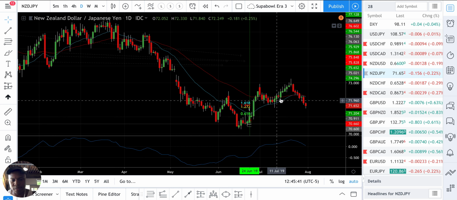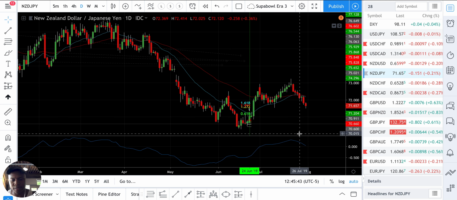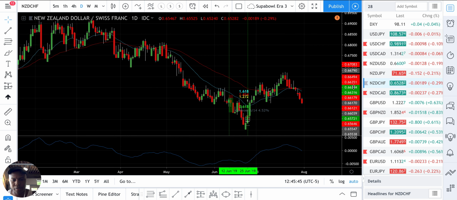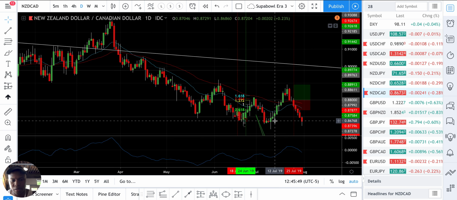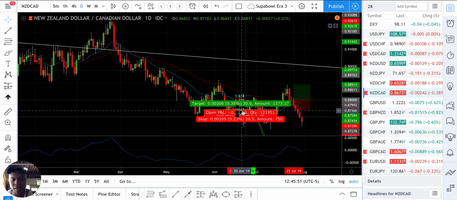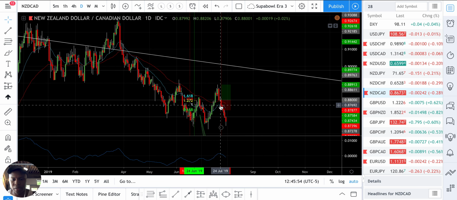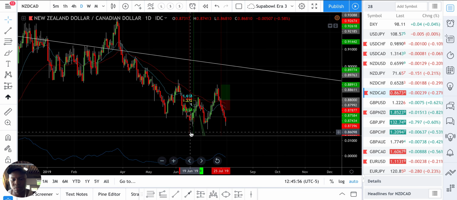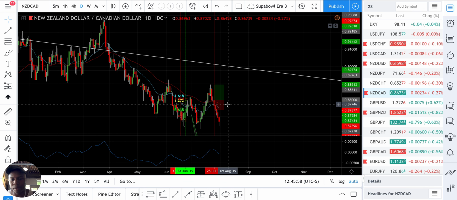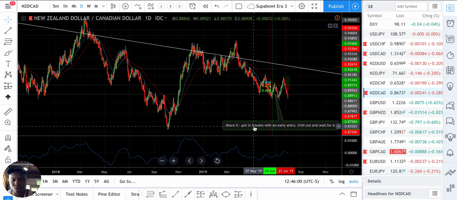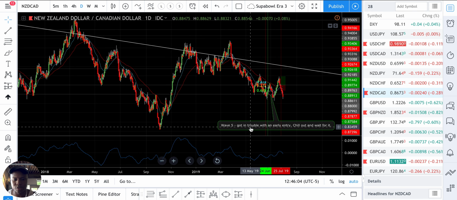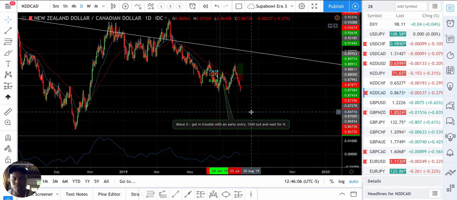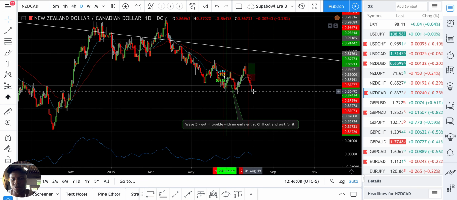Notice that this is similar, but not as slanted necessarily. NZD CHF is a lot like JPY. And then CAD is just flat. This is just flat completely. Maybe trading on the channel. It might be preparing to go up higher. I drew in a wave 5 here, and we got into trouble with the early entry. Chill out, wait. So kind of jumping the gun on that one.